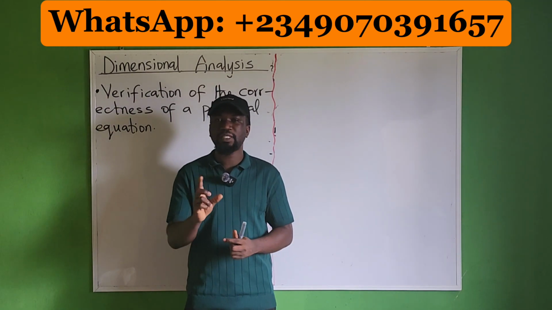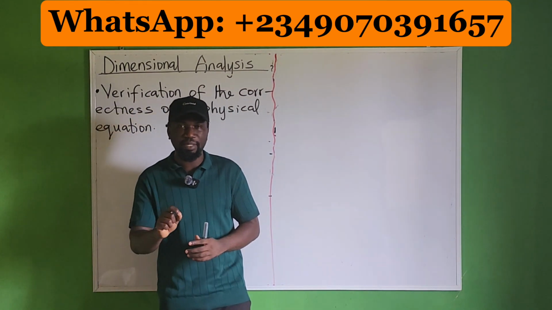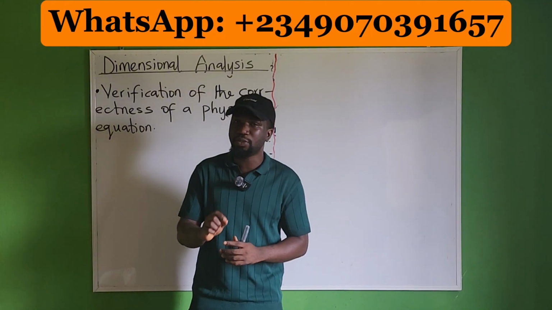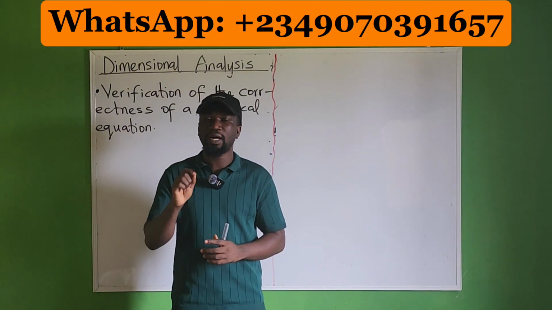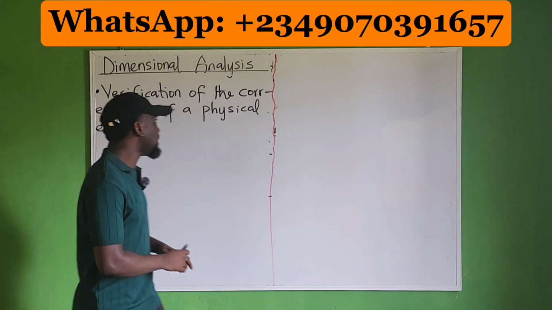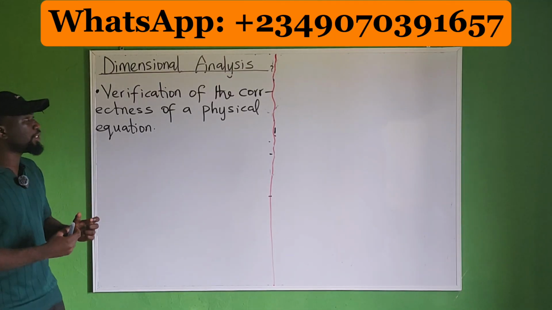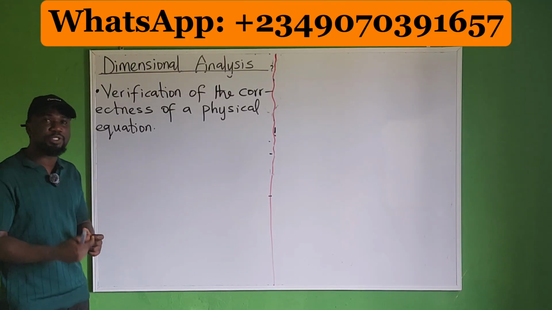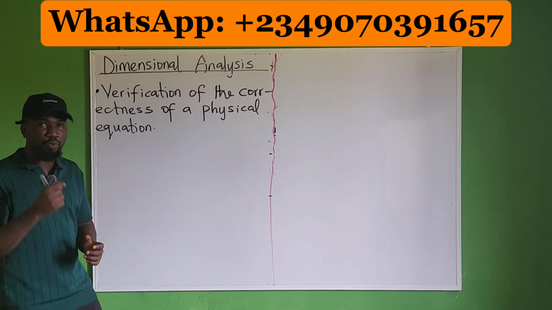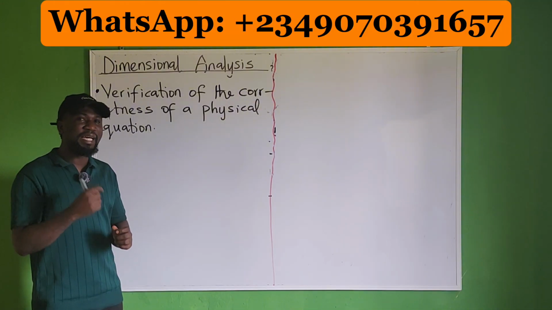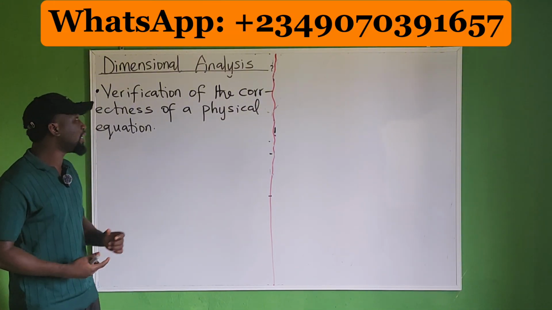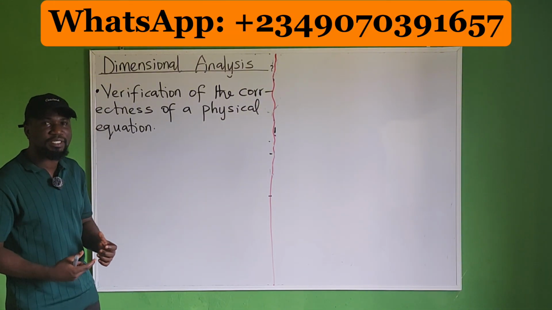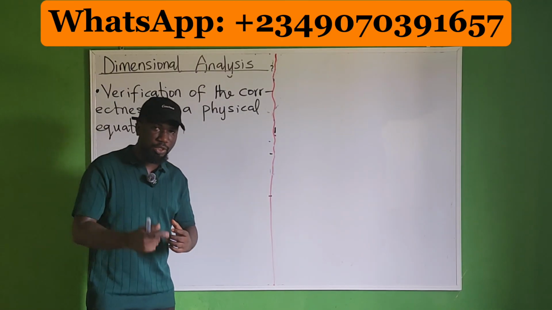So we have basically two uses of dimensional analysis, and we are going to be dealing with the uses one after the other. So the number one here is verification of the correctness of a physical equation. So one of the uses of dimensional analysis is to do what now? Is to verify the correctness of a physical equation.